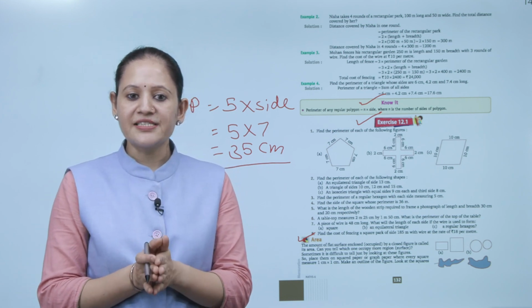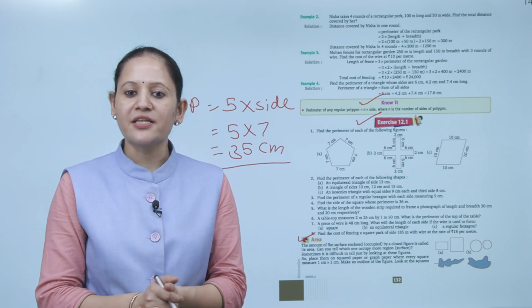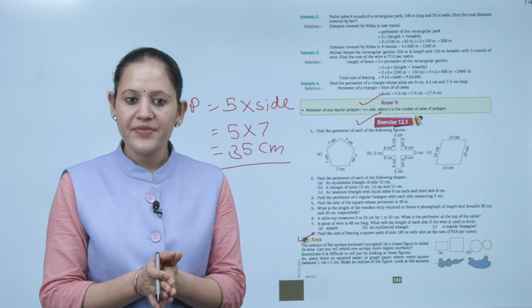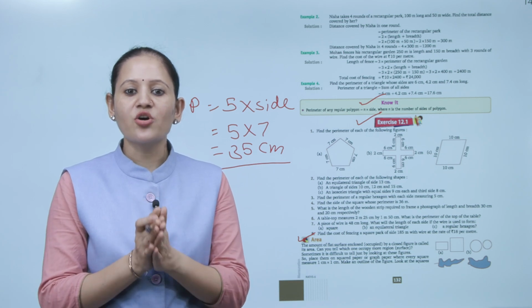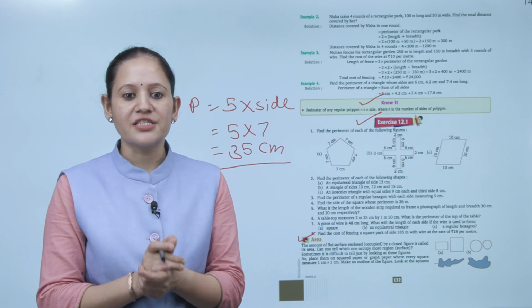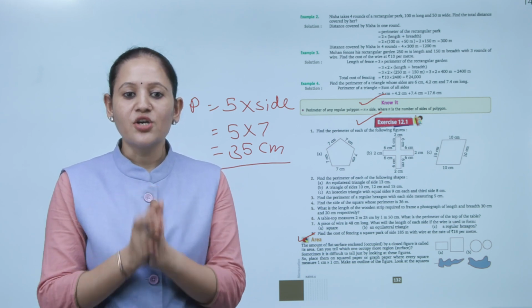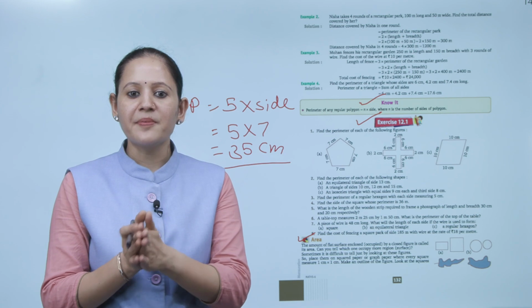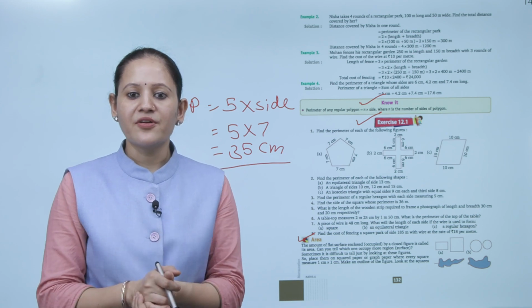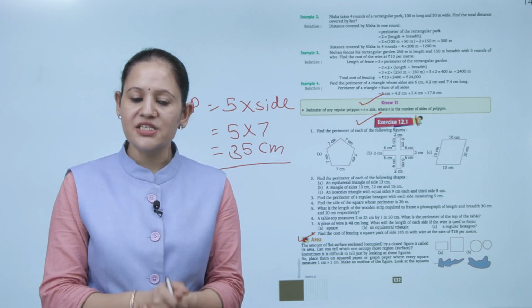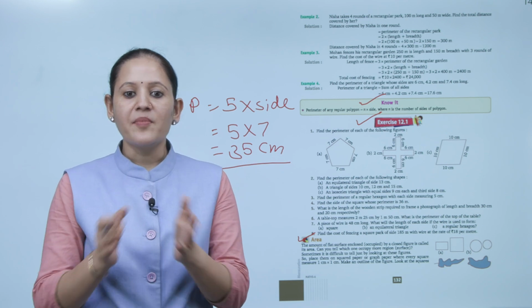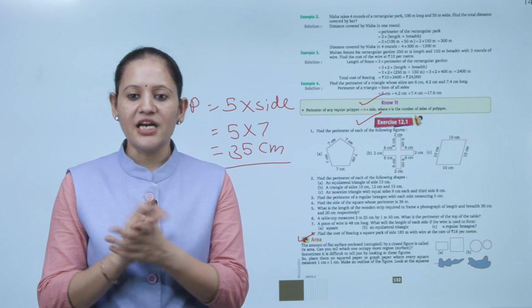The amount of the flat surface enclosed or occupied by the closed figure, that is called the area. Can you tell which one occupies more region or surface? Sometimes it is difficult to tell just by looking at the figure. So place them on the graph paper, where every square measures 1 centimeter into 1 centimeter. Make an outline of the figure, look at the squares.